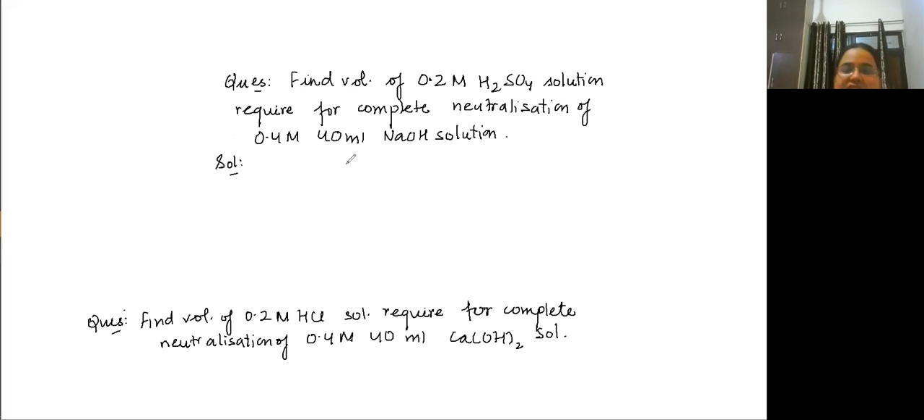Everyone please see. H2SO4 plus NaOH. On reaction, what will you get? First, you will write down the reaction. You will get Na2SO4 plus H2O. Any doubt in this?